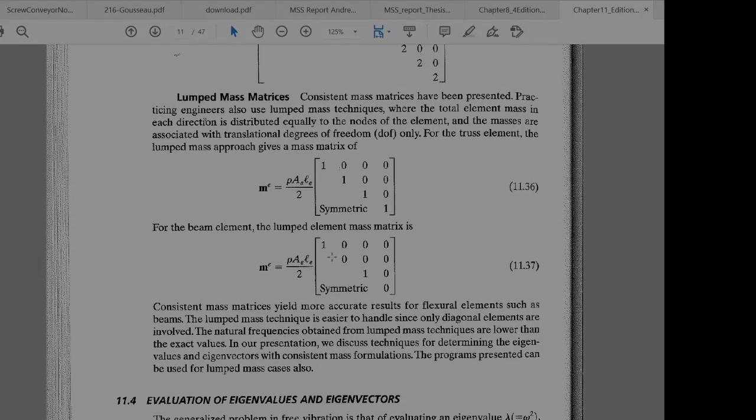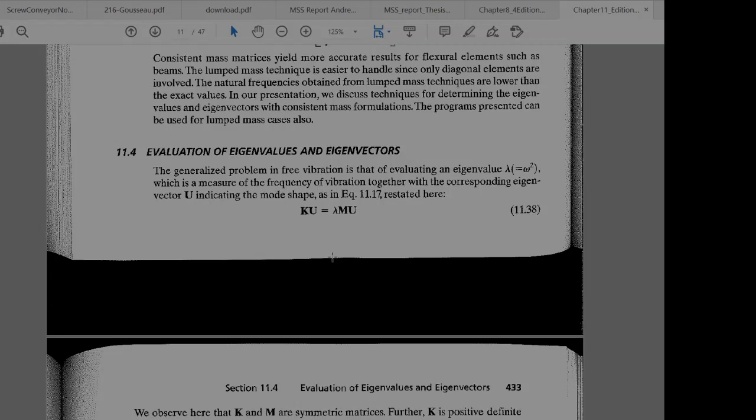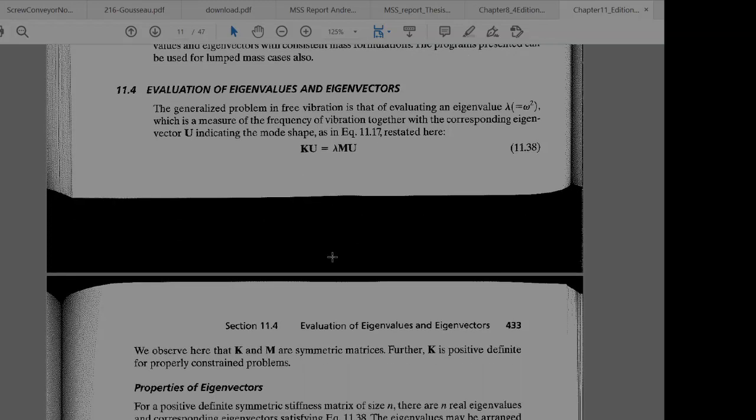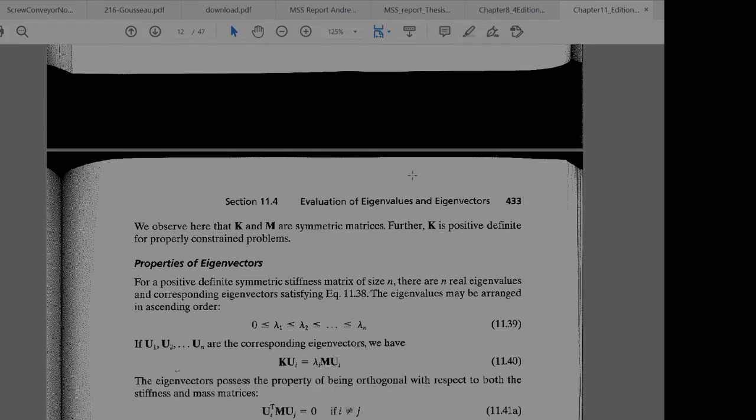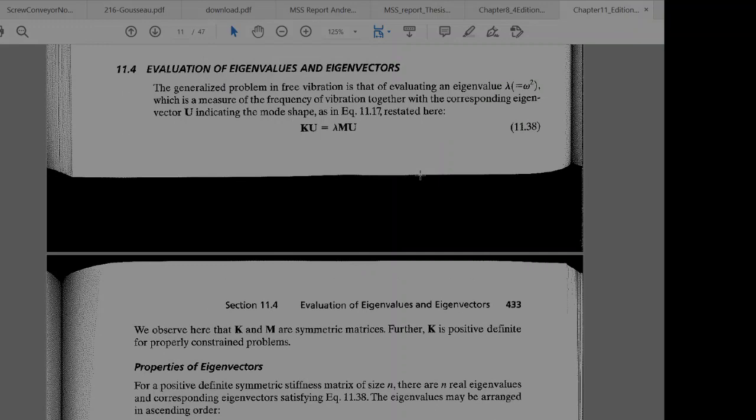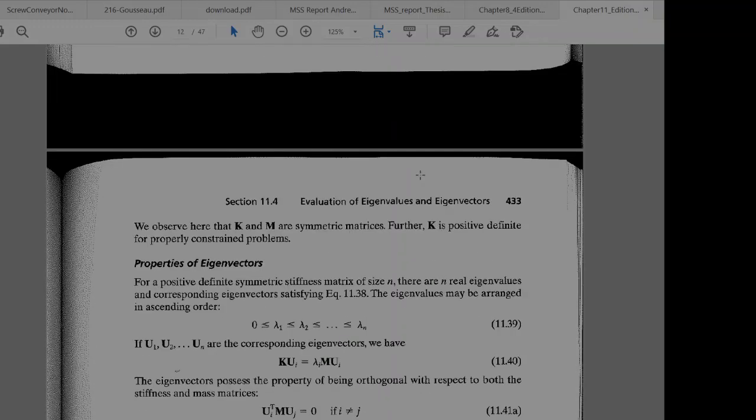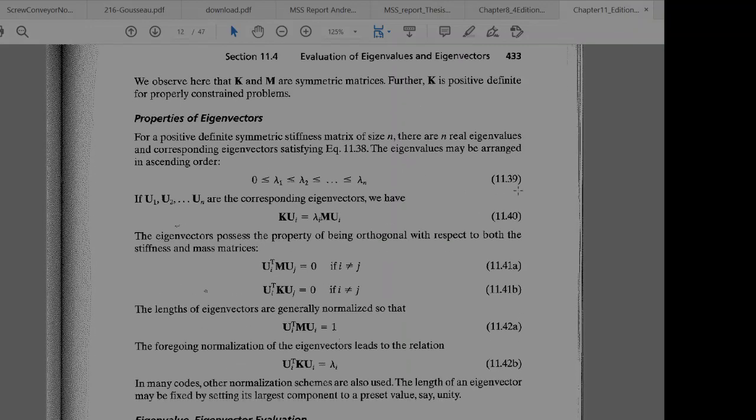Okay, and then we get towards evaluation of the eigenvalues and eigenvectors. This is the generalized eigenvalue problem, where there are two matrices involved. It's not just K u equals lambda u, but now there's an M in front of that. And here, nicely for the first time in the book, they talk about the eigenvalues and the properties of eigenvalues, what they mean.